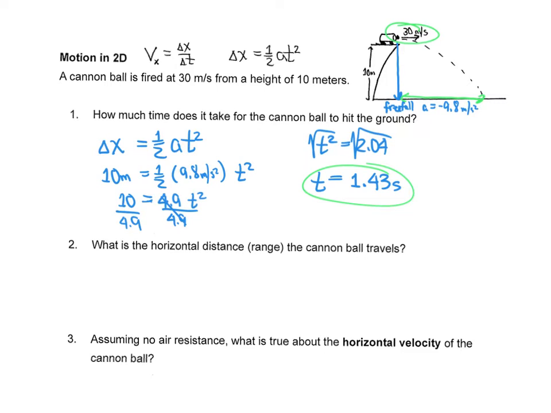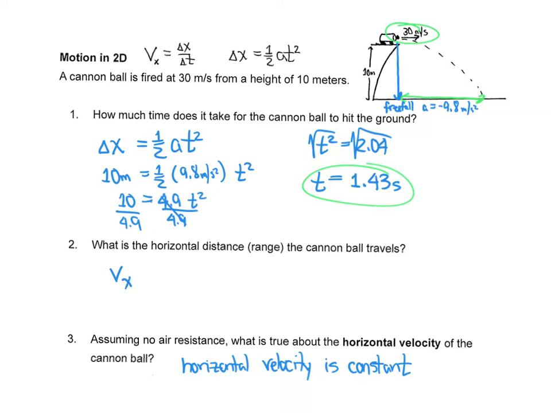Oh, that's number 3, right? Horizontal velocity is constant. We can go out of order, it's all good, everybody. That is what's true about the horizontal velocity: it doesn't change. So for this problem, if it's 30 meters per second, it's always 30 meters per second the whole way. All right, so back to this.